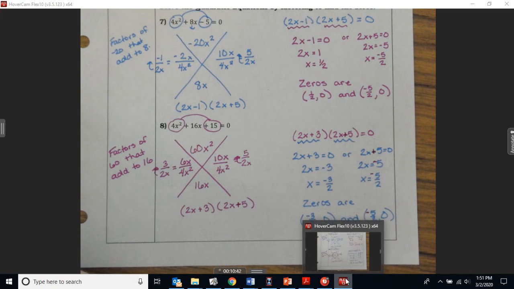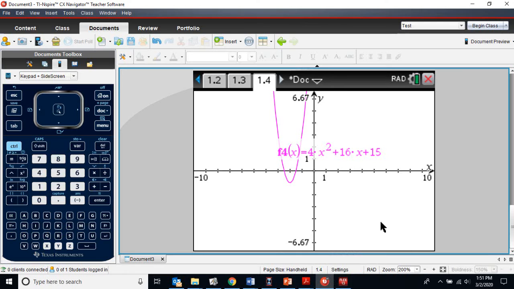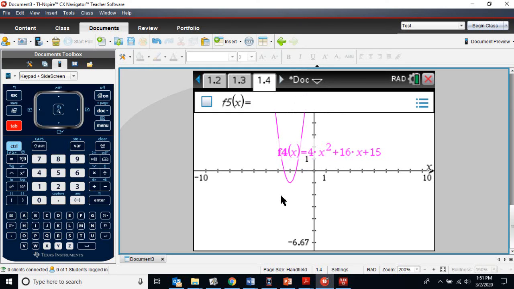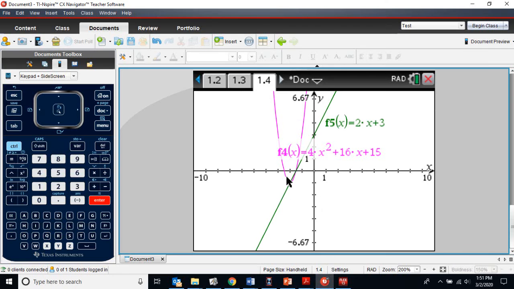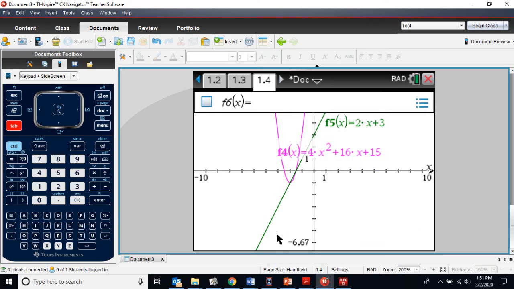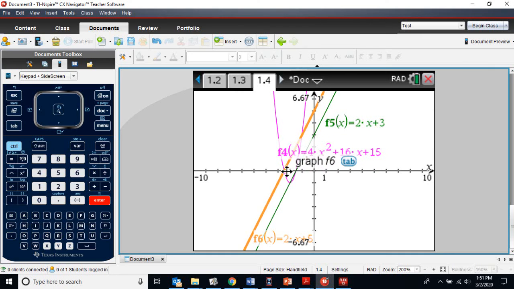Let's keep going now. If I look at my graph, my zeros are negative 3 over 2, which is right here, and negative 5 over 2 right here. If I push tab, though, and I type in 2x plus 3, which was one of the factors, I want you to notice that it crosses at the 0. So the line crosses at the 0. So when you solve it, you get the 0, but the line crosses at the 0. So if I push tab and I type in the other one, 2x plus 5, I also see that it crosses at the other 0.